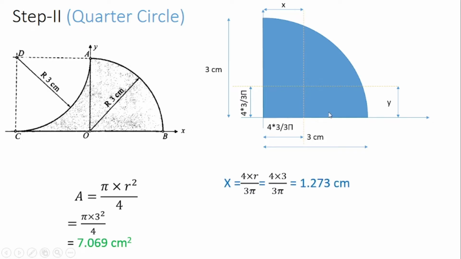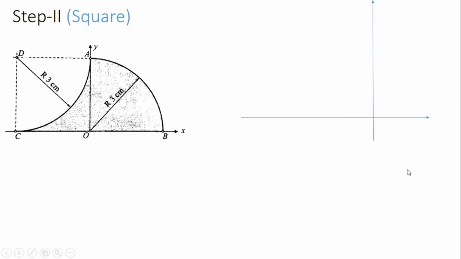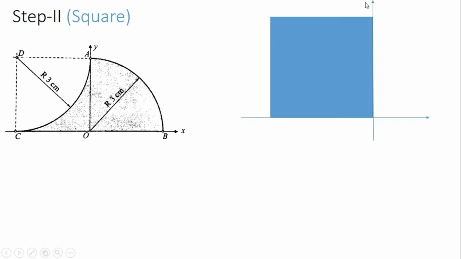Now we'll find out the x bar. Basically x bar is directly equal to 4 into 3 divided by 3 pi, and y bar will be the same. So we get x bar and y bar equal to 1.273 centimeter. In this way we have calculated the area, x bar and y bar for the quarter circle. Now we'll find it for the square. The square is present at this location. The only difference is that it is present in the second quadrant, so please make a note of that. In the second quadrant x value is negative and y value is positive. As per that we should mention it in the x bar and y bar segment.